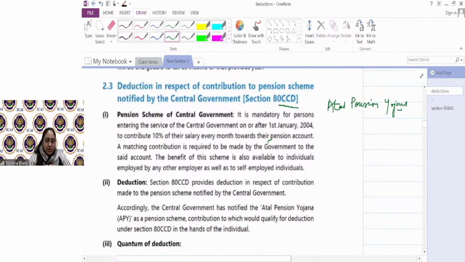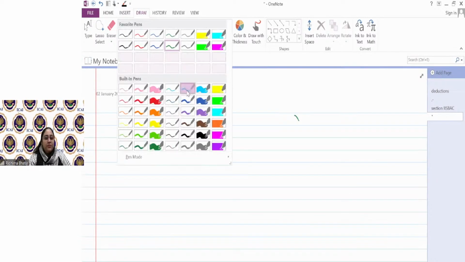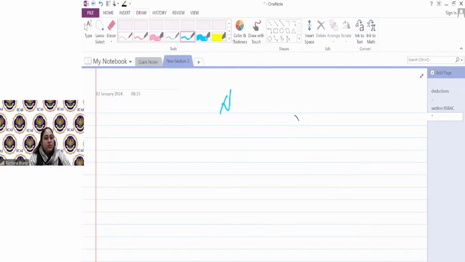Now the question comes, ma'am, how will the contribution work? It's a simple case, guys. In NPS, I hope everyone will please focus here. If anyone is feeling sleepy, please take 2 minutes off. National Pension Scheme.